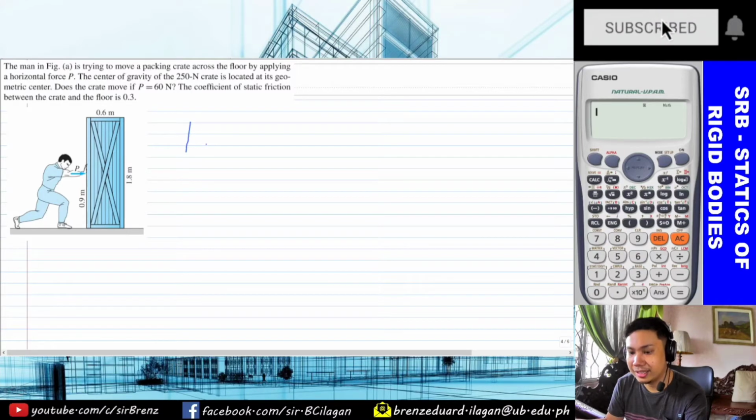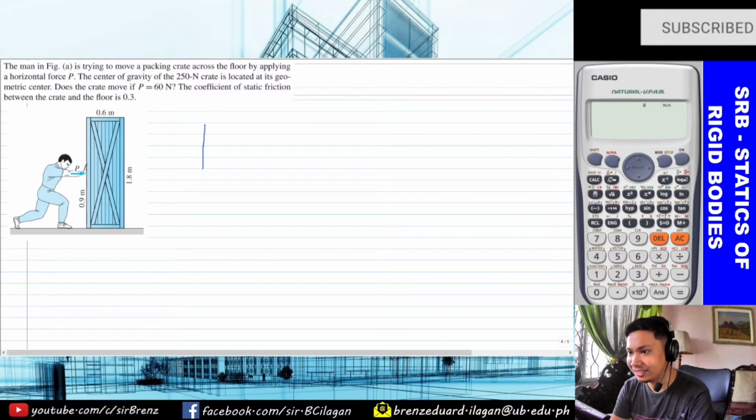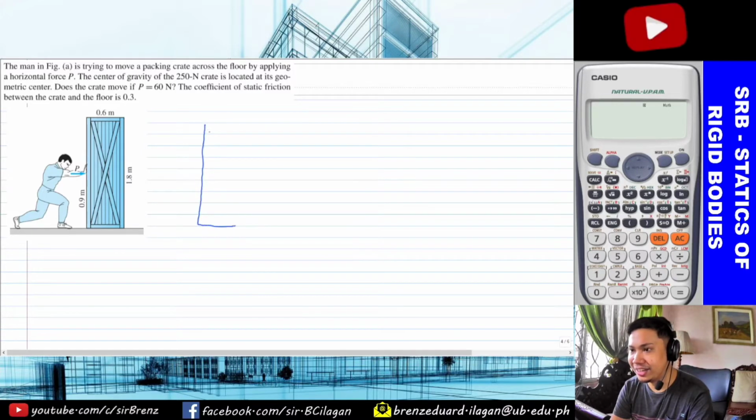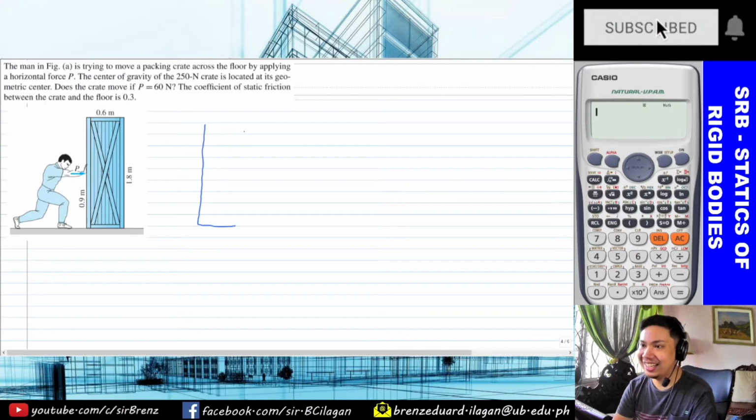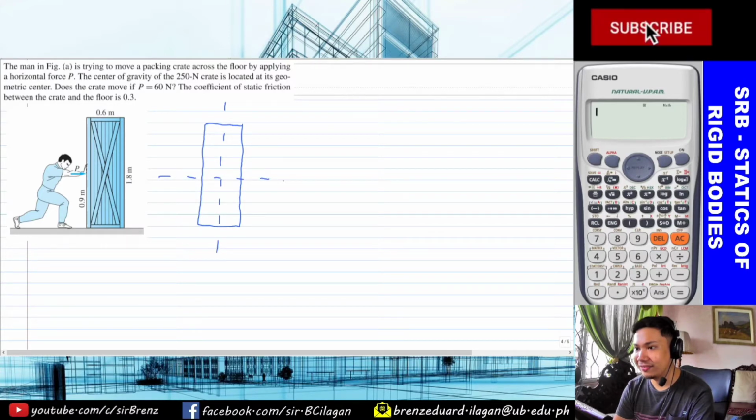Oh, sorry. Tagilid. Last. So, assume nyo na lang na tuwid yan. Hirap talaga. So, gagawa ko lang x and y axis. Tuwid yan. Ayan.